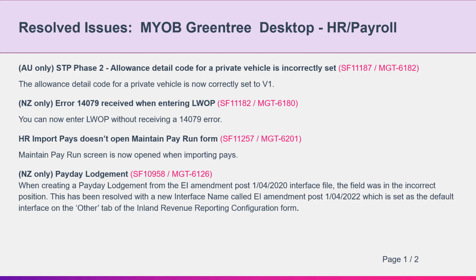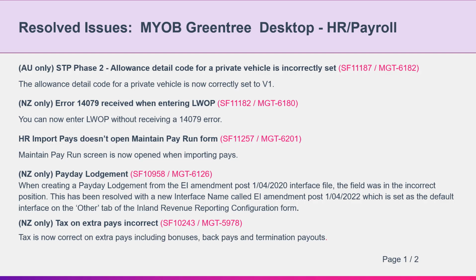This has been resolved with a new interface name called EI Amendment Post 14-2022, which is set as the default interface on the other tab of the Inland Revenue Reporting Configuration form. For New Zealand only, tax is now correct on extra pays, including bonuses, back pays and termination payouts.